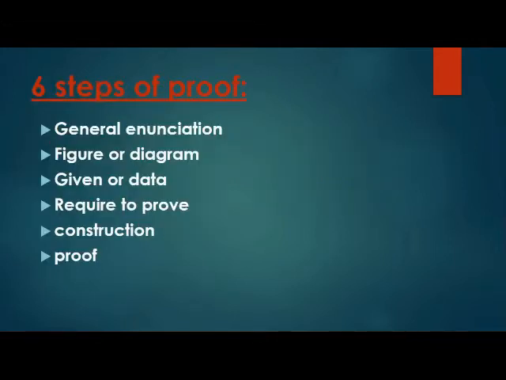Six steps of proof. So there are 6 steps through which we can prove a theorem, which are general enunciation, figure or diagram, given or data, required to prove, construction, and proof itself.